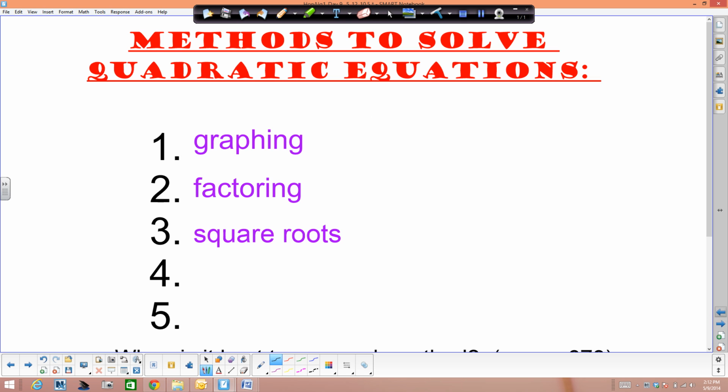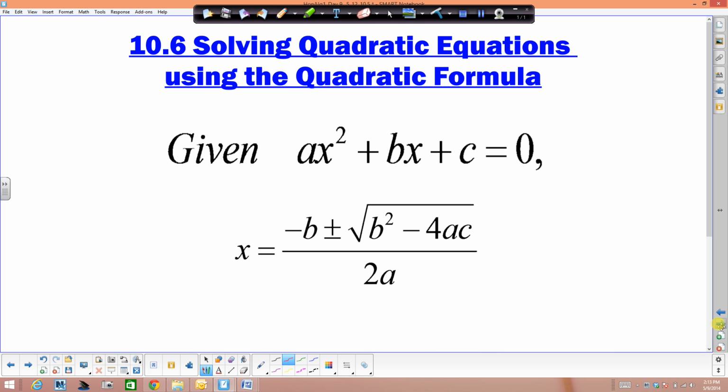So we've been focusing on how to solve quadratic equations, and so far we've worked with graphing, factoring, and square roots. So today we're going to look at the quadratic formula. And we are skipping section 10.4. We'll come back to it later this week. We're going to go on to section 10.5 so that I can be there with you when we go over 10.4 because it's a little different and the quadratic formula is a little easier.